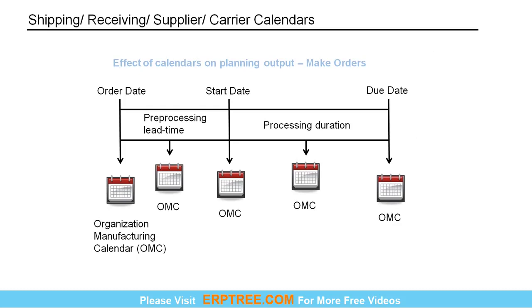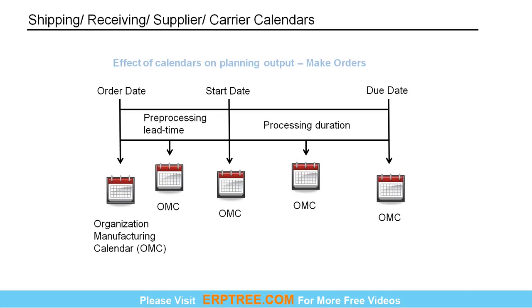Just to give you an example, the pre-processing lead time and the processing lead time will depend upon the number of working days set up in the calendar. For example, if the pre-processing lead time is 10 days, then if there are any holidays within those 10 days, they will be considered by ASCP and the system will suggest the dates accordingly. Similarly for processing lead time as well. Does that make sense?